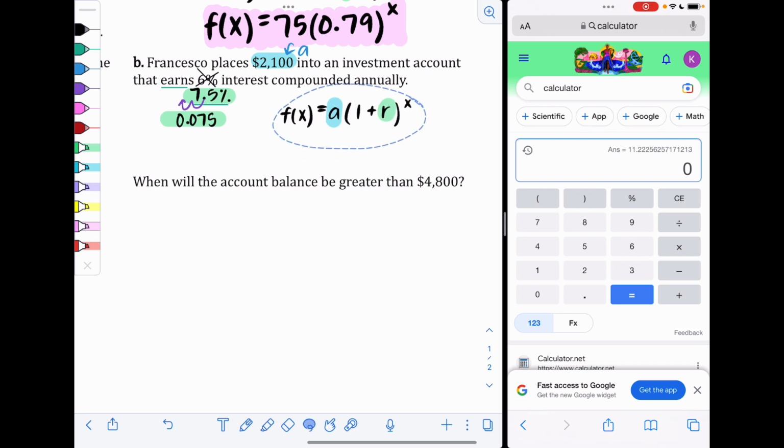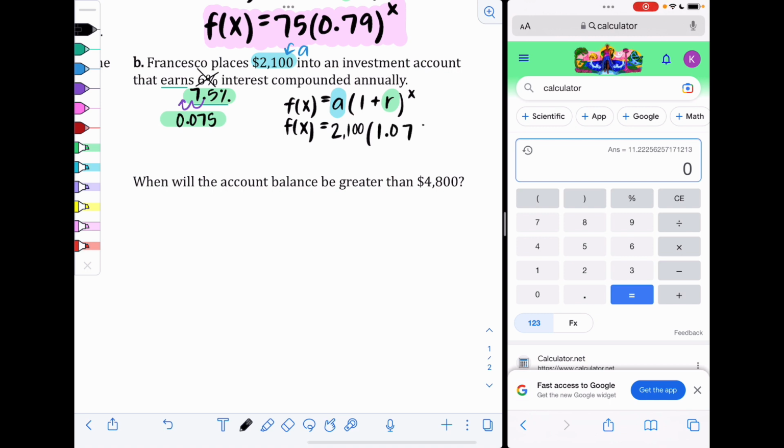Okay, so I'm just going to rewrite the function. I'm not going to worry about erasing a and r, so it'll be f of x equals a, which is 2,100, and then times 1 plus r, so it's going to be 1 plus 0.075, so that's 1.075. We can do that all in one step since you're just adding 1 to 0.075, it just adds to the ones place. And then now we have our rule. So f of x equals 2,100 times 1.075 to the x.